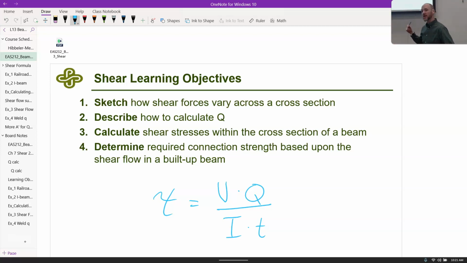It varies constantly over the cross section. So Q is kind of a function, and it depends on where you are on that cross section. So it's not a material property, it's not a cross-sectional property. It's specific to where you are on that cross section, and then you compute the value for Q. So that's a little more difficult, I think, for students to wrap their mind around. So we're going to spend a lot of time today trying to calculate various values for Q.